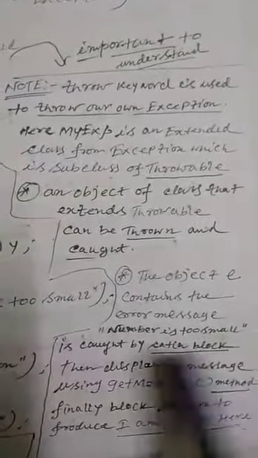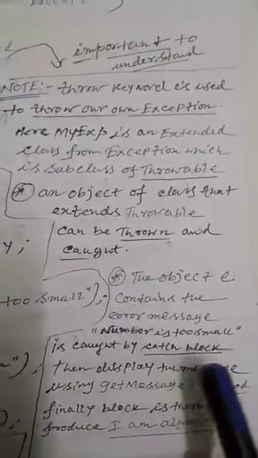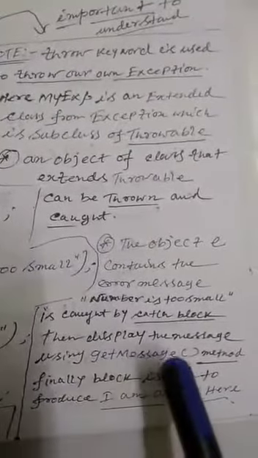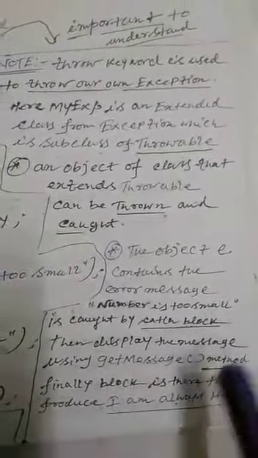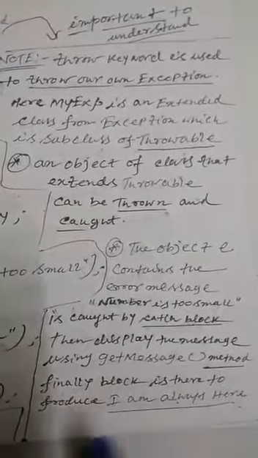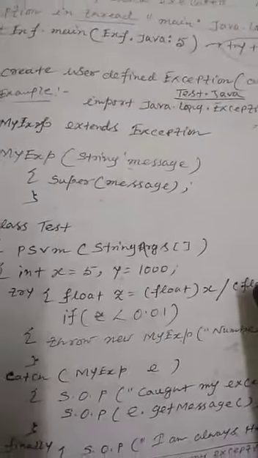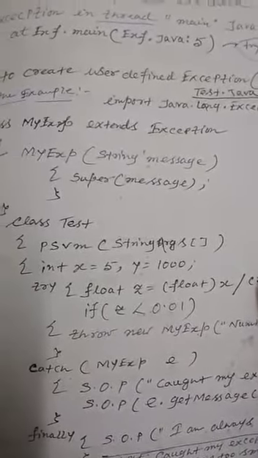"Number is too small", yes, we have already understood this. It is caught by the catch block, which then displays the message using the getMessage method. The finally block is there to produce "I am always here". So I hope you have understood how to create your own exception object. Try to implement it in a program. Thank you.